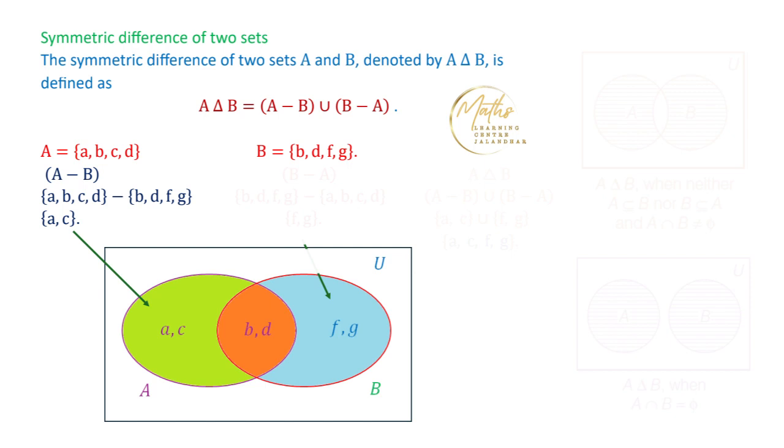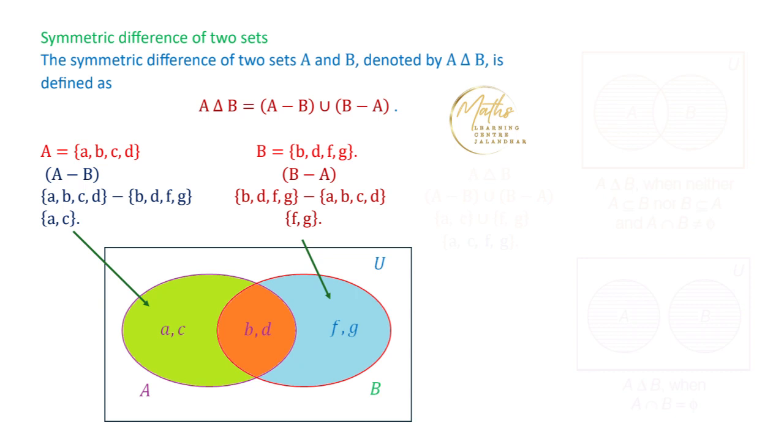Now if we are talking about B minus A, this is the whole collection B that we have. This whole is representing the set B. From this set B we have to remove the elements of A. The elements of A common with B are b and d. If we remove these elements, what we are left with is the set f, g. So this is the value of A minus B, and this is the value of B minus A.